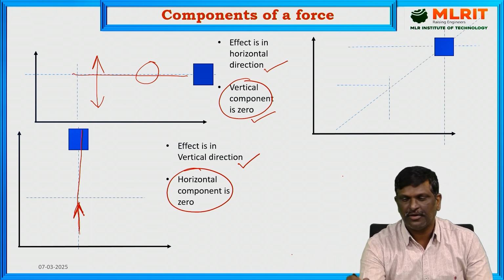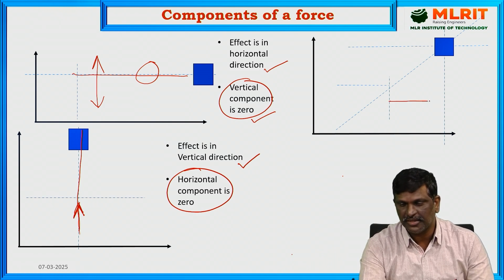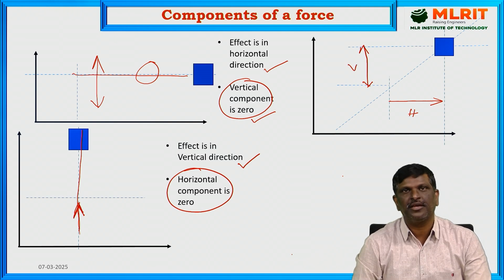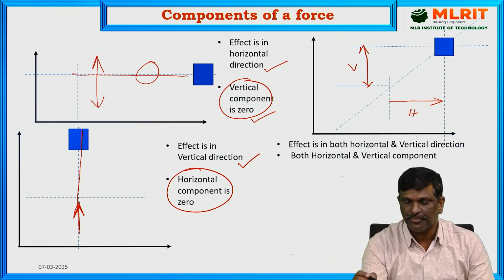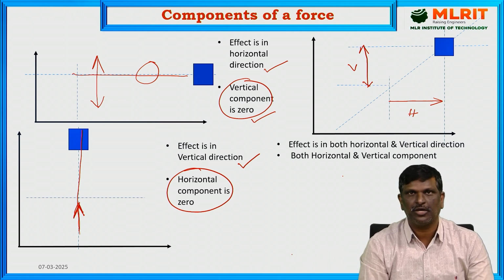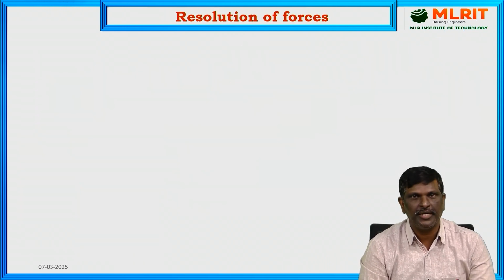Here the effect of inclined force is in both the directions. Its effect is in horizontal direction as well as in vertical direction. That means an inclined force has both horizontal and vertical components. Now let us see how to find these horizontal component and vertical component for an inclined force.